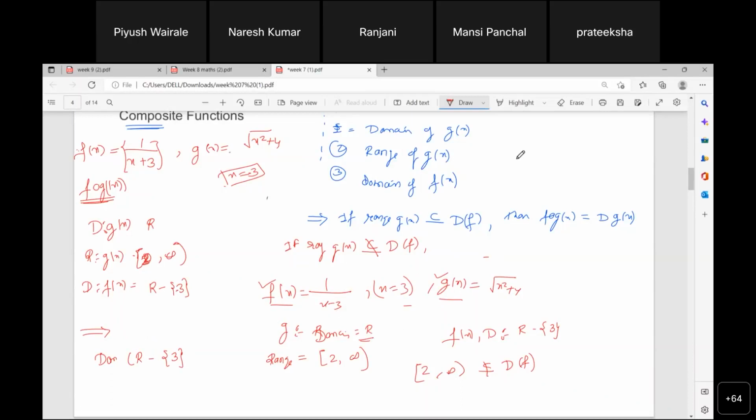Any doubt in this part? We can write f of g of x as 1 upon g of x minus 3, that is 1 upon x square plus 4 minus 3. So we need to take out all values of x for which this is not defined. That will be x square plus 4 equals 3. So you get x square, x is equal to plus or minus 5.